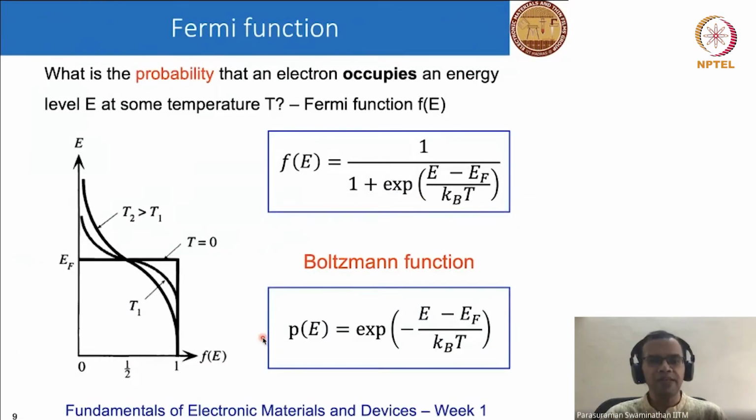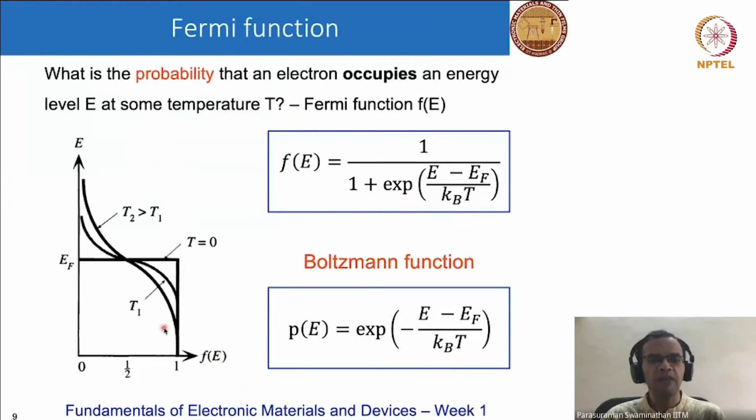While G of E tells us how many energy states are available, whether this energy state is occupied is given by something called the Fermi function. So F of E tells you the probability of occupation of a state at some temperature T. At 0 Kelvin, all energy states below EF are completely occupied, so F of E is 1. All energy states above EF are completely empty, so F of E is 0.